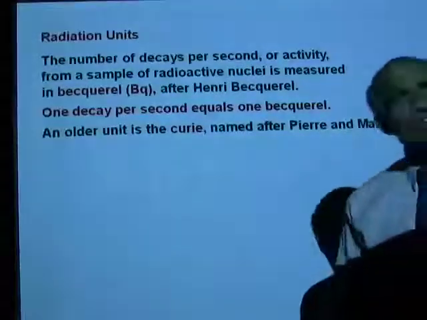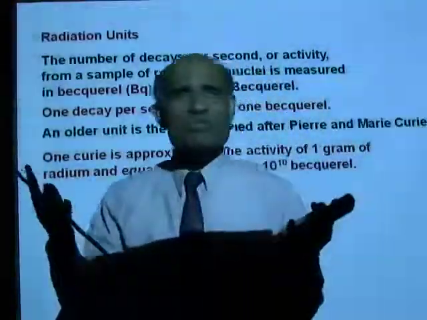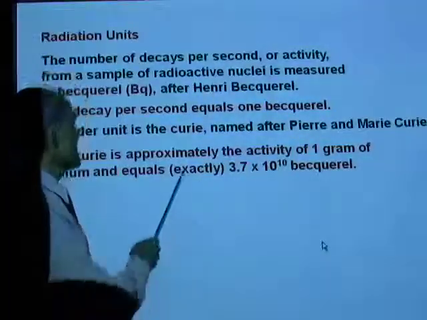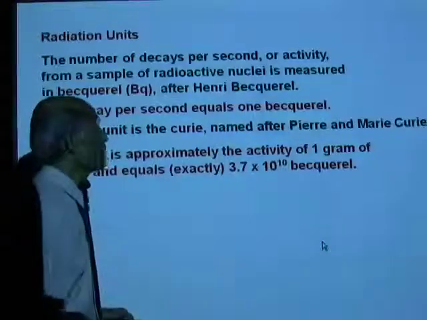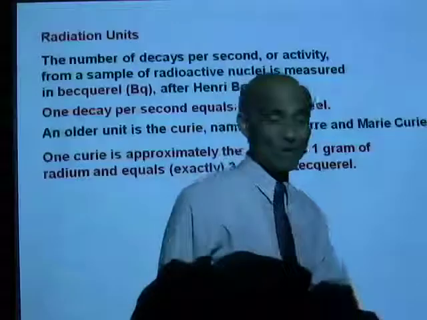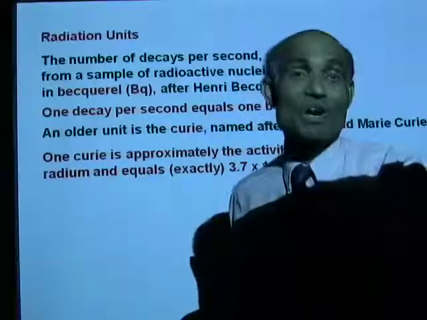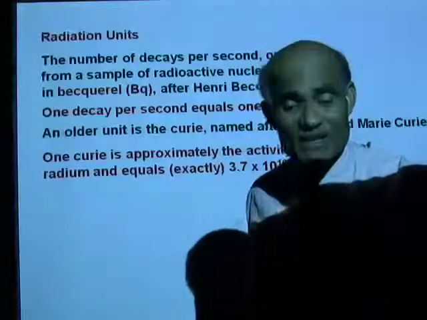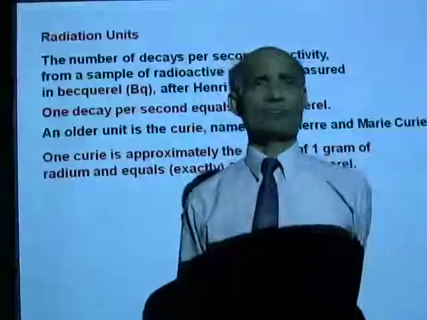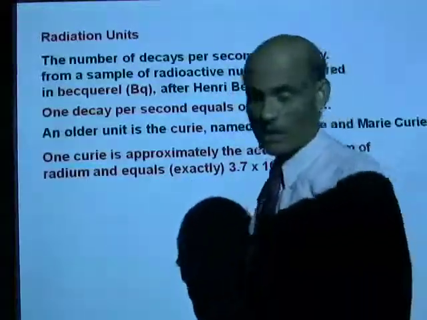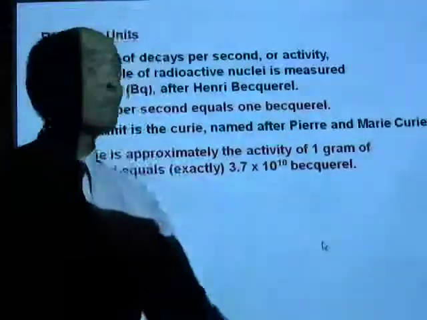An older unit is the Curie, named after Pierre and Marie Curie. And what's the relation between a becquerel and a Curie? 1 Curie is approximately the activity of 1 gram of radium, and it is equal to 3.7 times 10 to the power of 10 becquerel. If I have 1 gram of radium in here, these devices will go mad, because there will be how many radiations per second? There will be 3.7 times 10 to the power of 10, 37 billion radiations per second. And that is 1 Curie. So 1 Curie is the same as 3.7 times 10 to the power of 10 becquerel.